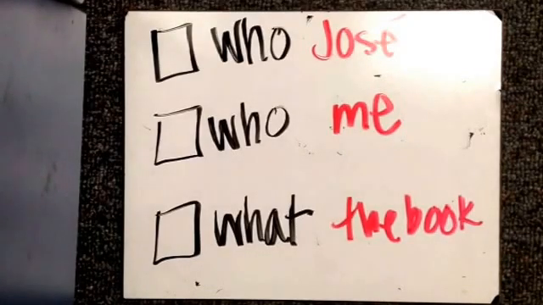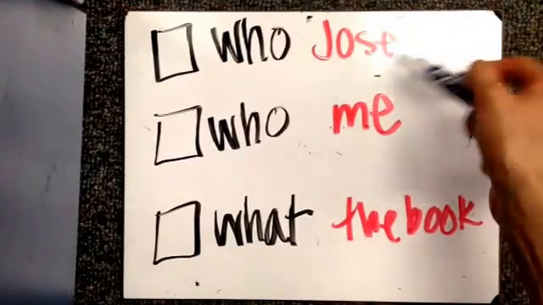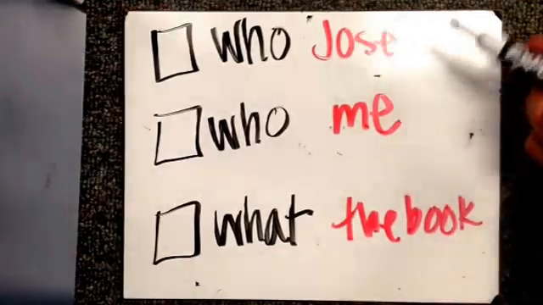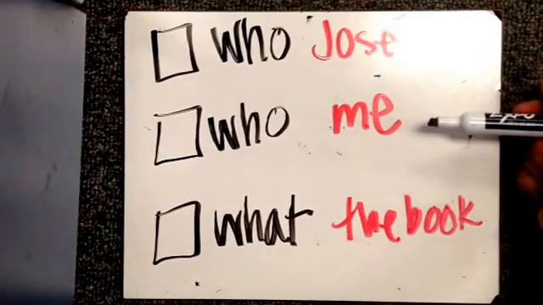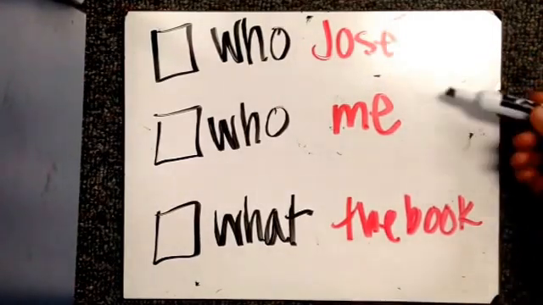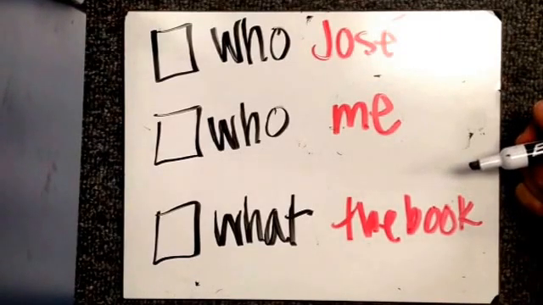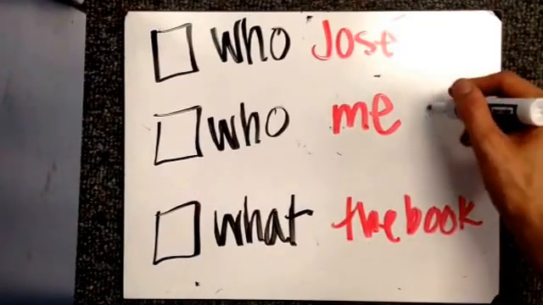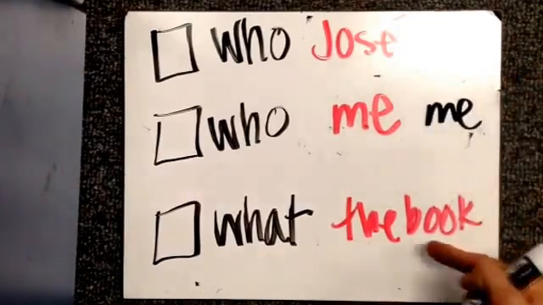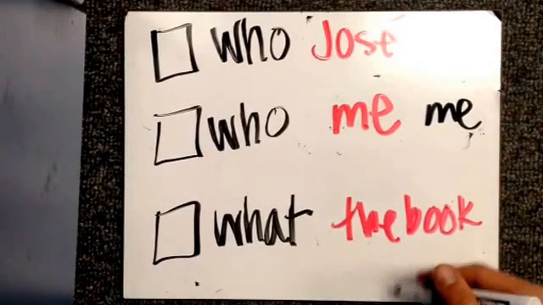So when I have a conjugated verb here, I don't need a direct object pronoun or indirect object pronoun for Jose because I need to say that he's the one that's going to be doing the action. I am going to need a pronoun for me. And in this case, I'm the person that's receiving the action, so I use the indirect object pronoun. And luckily for me, it's both the same, it's just me. And the book is the direct object here, and so book is el libro, so we're just going to use lo.